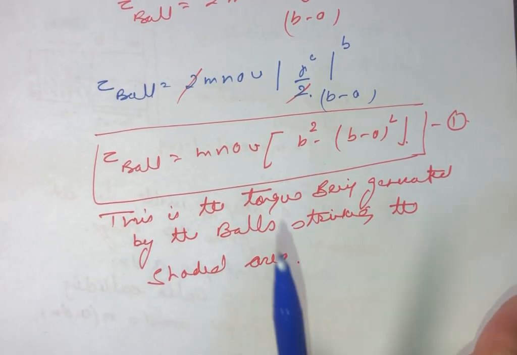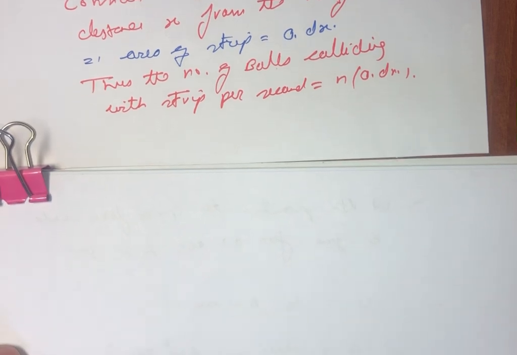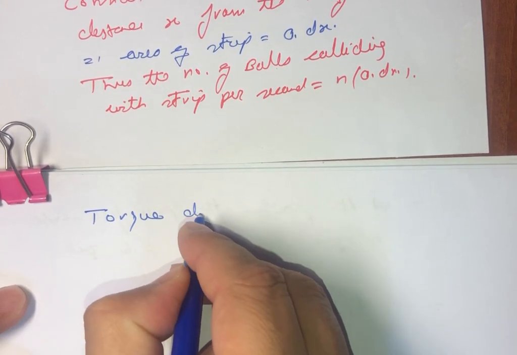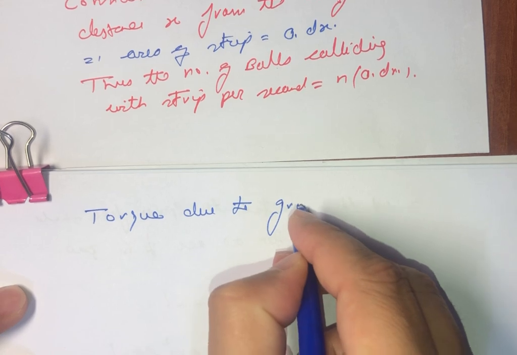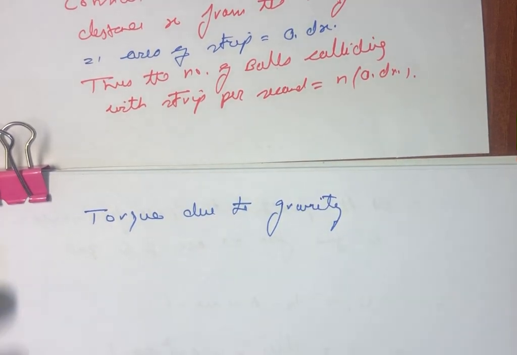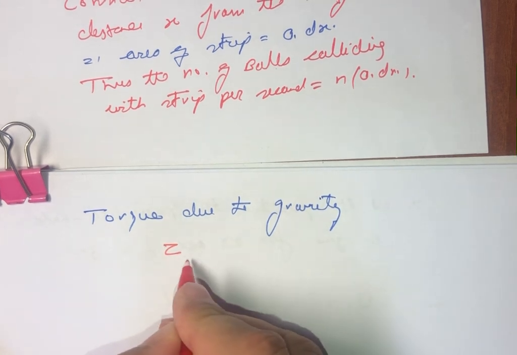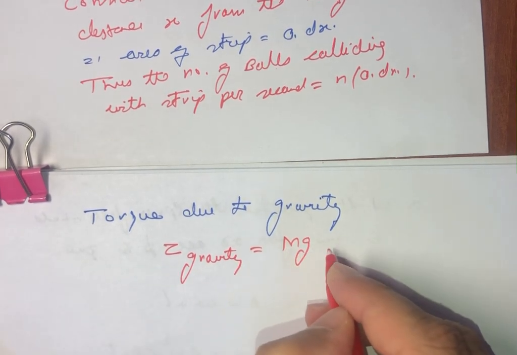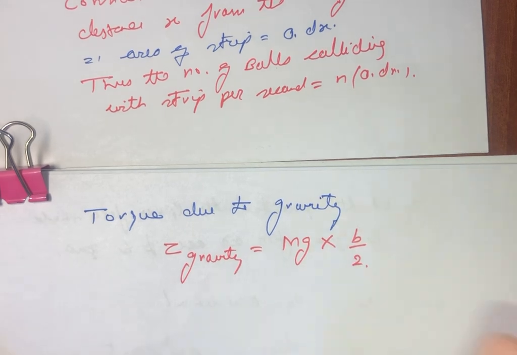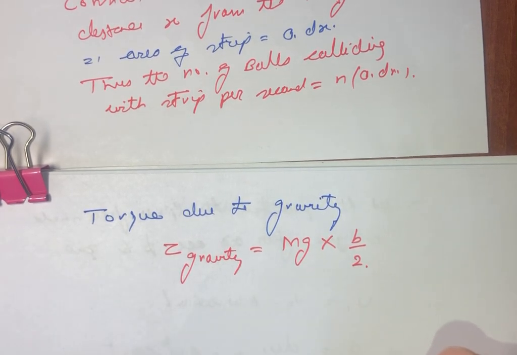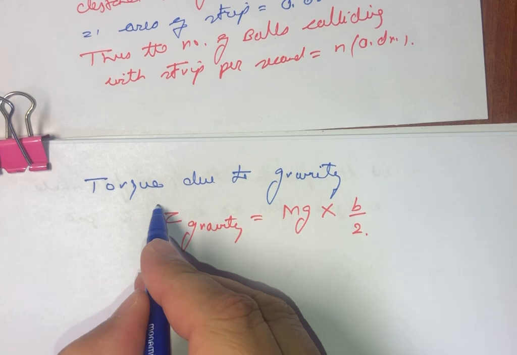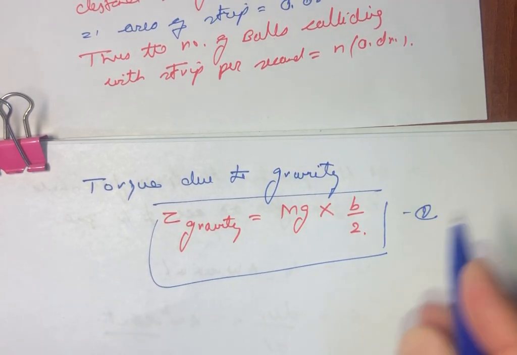Next, we are going to find out the torque because of gravity, which will be acting in the downward direction. Let us call this tau gravity, and this will be equal to mg multiplied by b by 2. Let us suppose this is equation number 2.